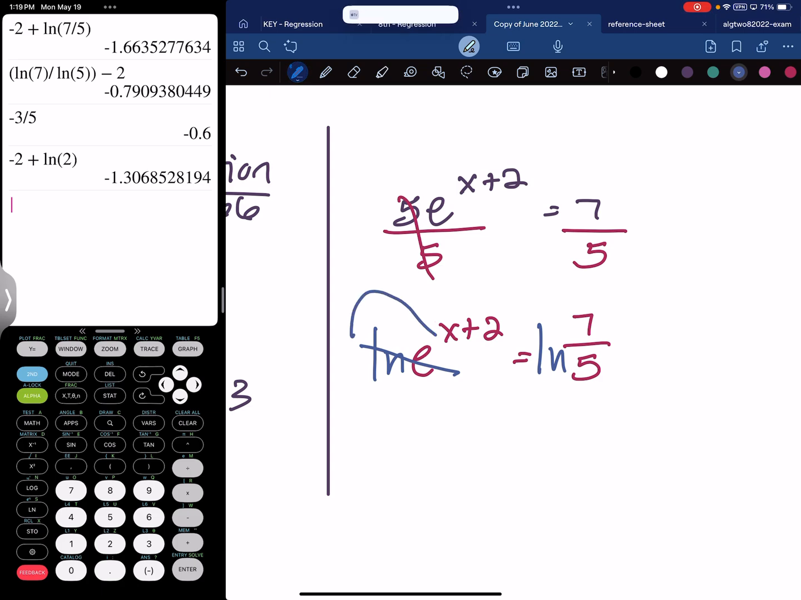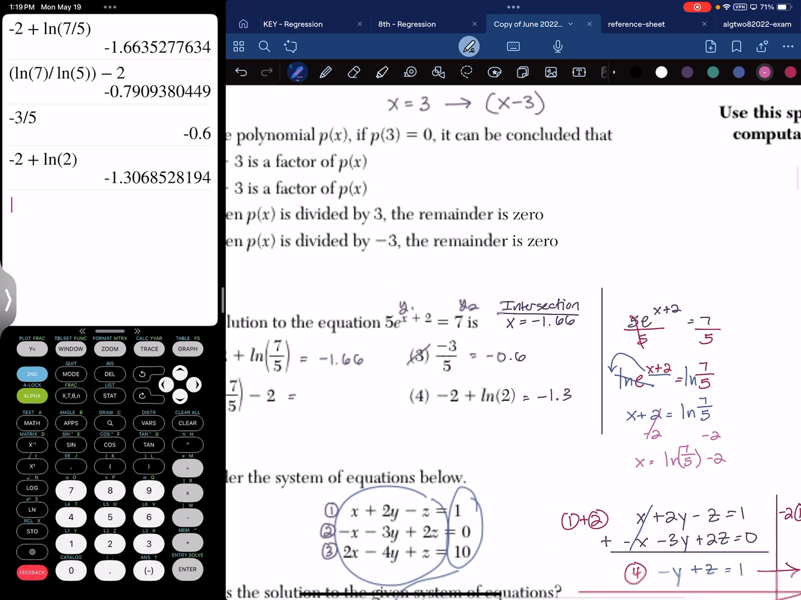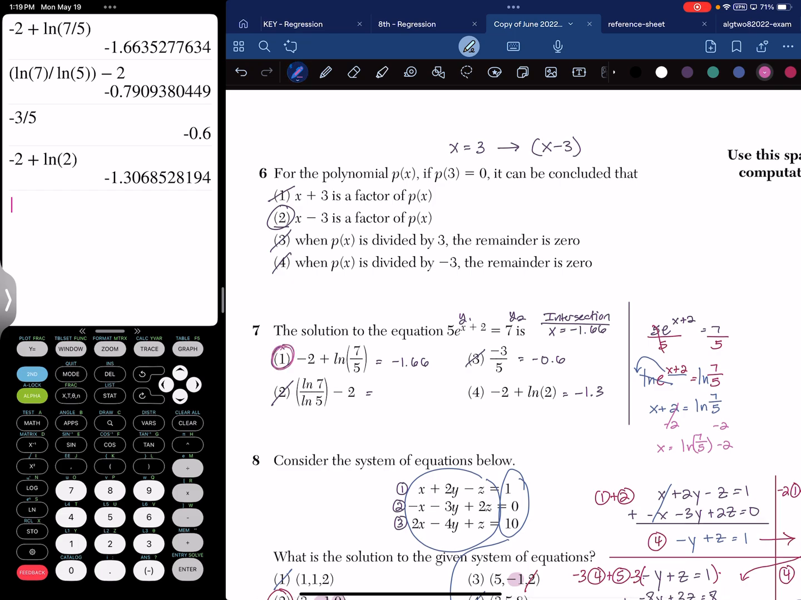We know one of the properties of logs was that the exponent can be written as the coefficient on the log. So this x plus 2 actually goes out of the exponent, and that left side is just x plus 2. What's our final step? Subtract 2 over. So we have x equals the natural log of 7/5 minus 2, which is in fact the same as that number 1. They're just flip-flopped.